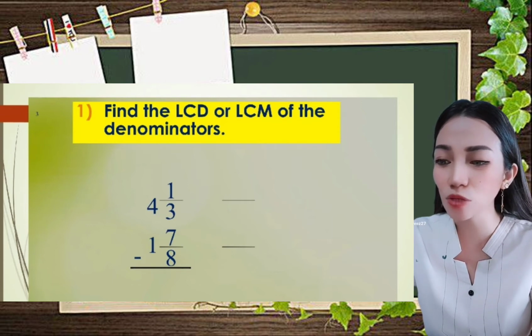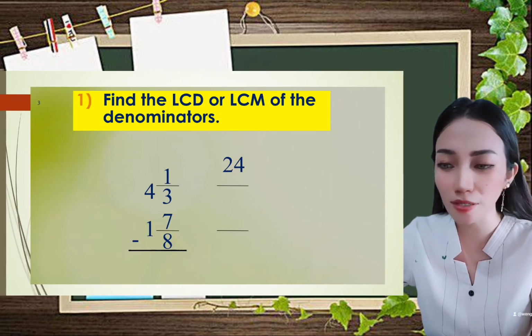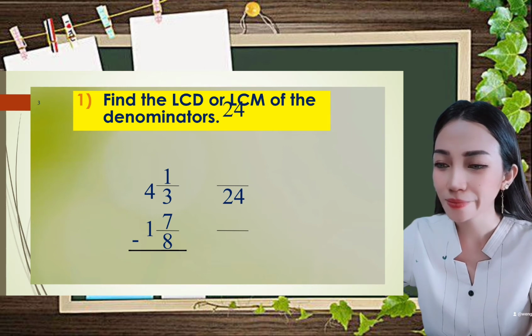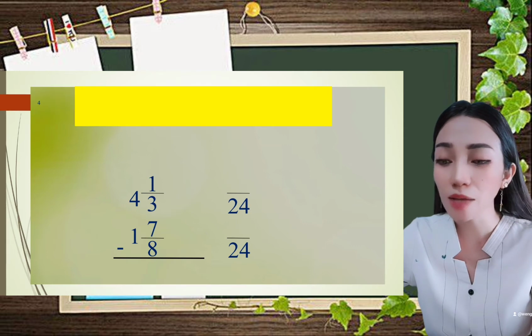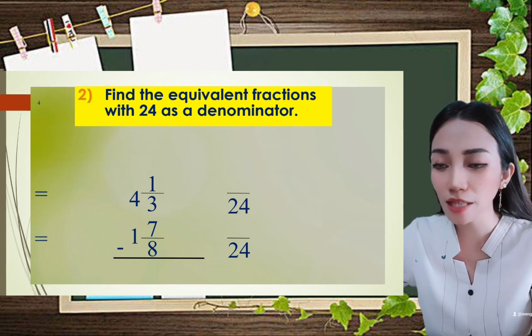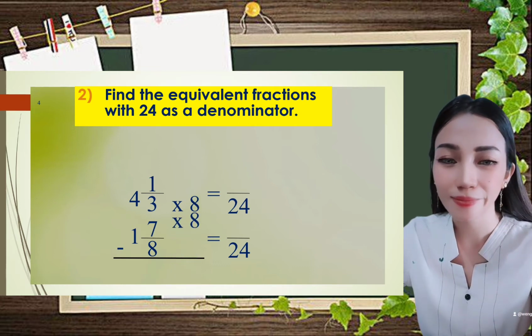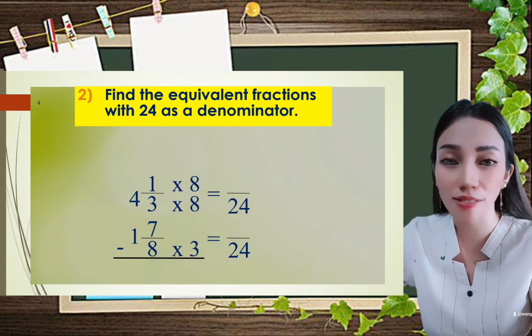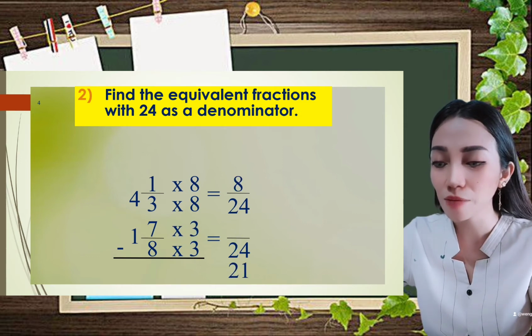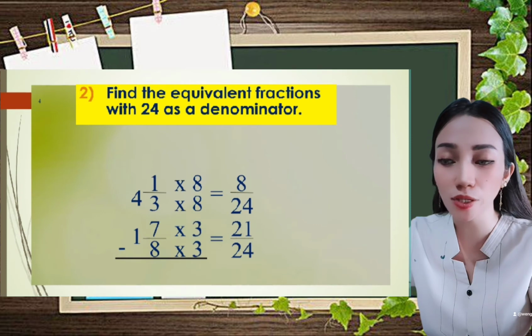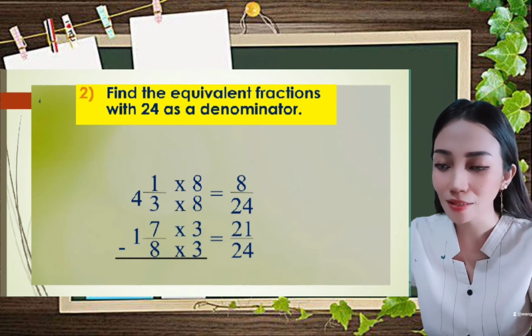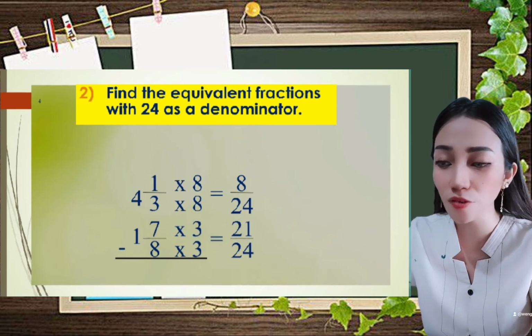So the LCD between 3 and 8 is 24. Let us make equivalent fractions. That is, 1 times 8 equals 8 and 3 times 8 equals 24. Same thing then, equivalent fraction to get 24 is by using 3. 8 times 3 equals 24 and 7 times 3 equals 21.